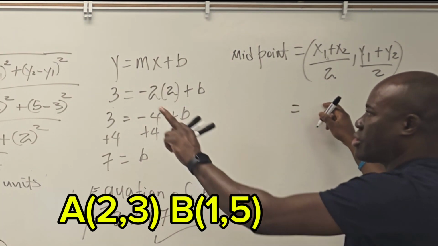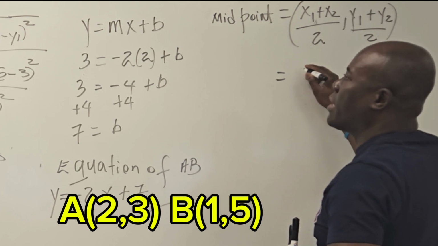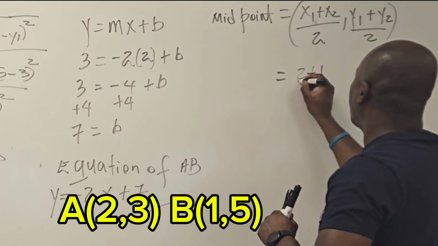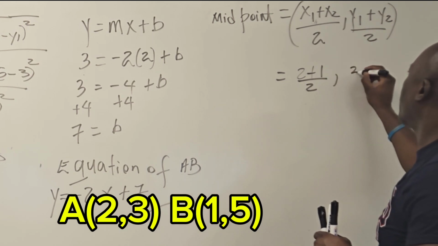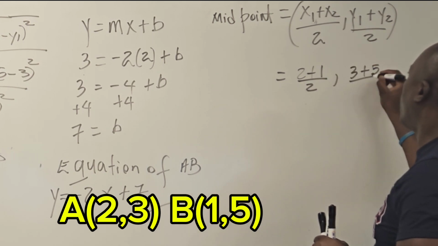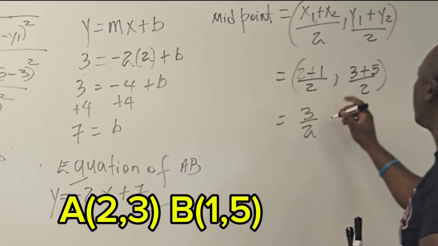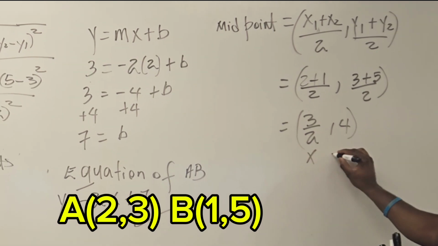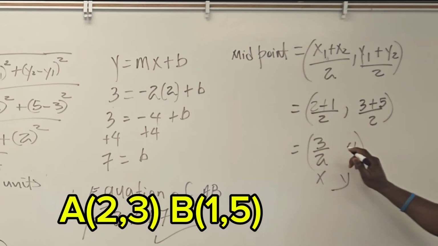So we're still going to just use those. So x1, that is going to be 2 plus x2, which is 1, over 2. And then my y values are 3 plus 5 over 2. This becomes 3 over 2 and 4. That's the x and that's the y. So this is the coordinate of that midpoint.